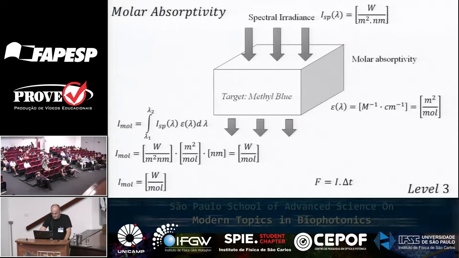But to increase a little more information about your photosensitizer, if you have your molar absorptivity, then you can employ not the absorbance anymore, but the correct values. What does molar absorptivity measure? You measure how many square meters of cross-section your sample produces per mole of molecules. If you use this instead of the absorbance, you see that your absorbed irradiance is no longer per square meter or something like that. It's how many watts per mole you are putting on your sample. That is more interesting to measure.